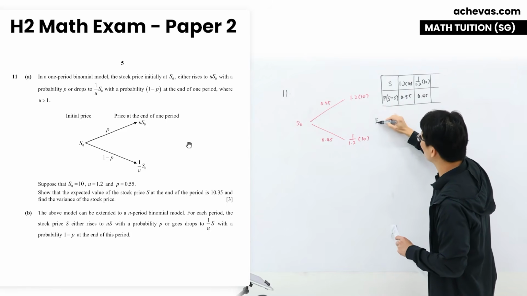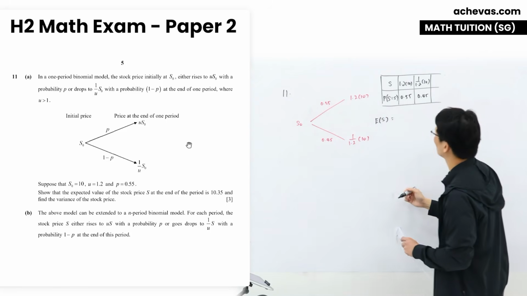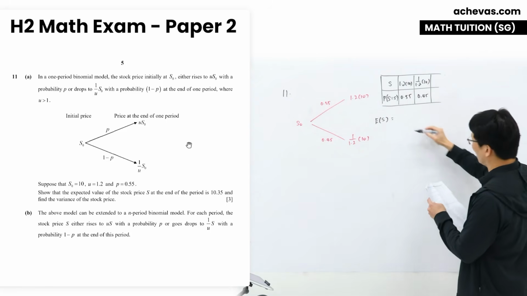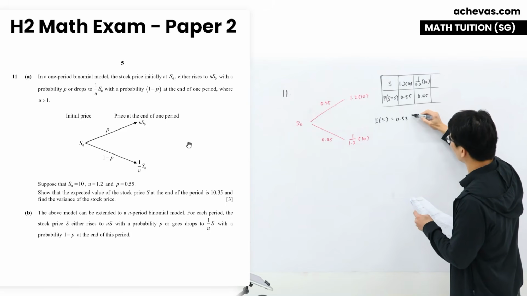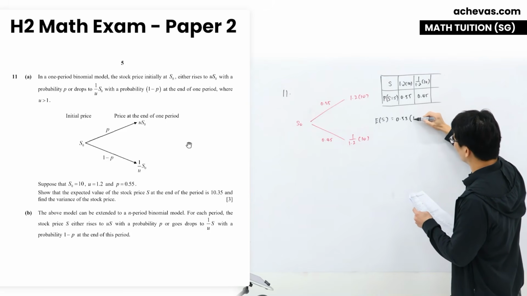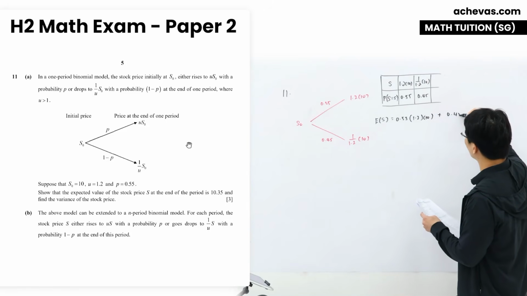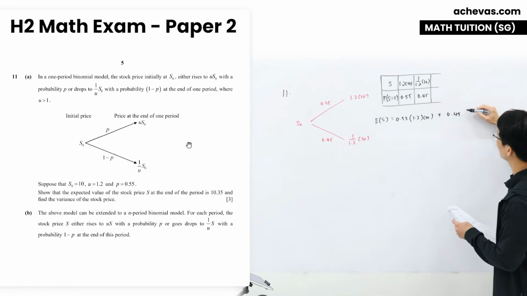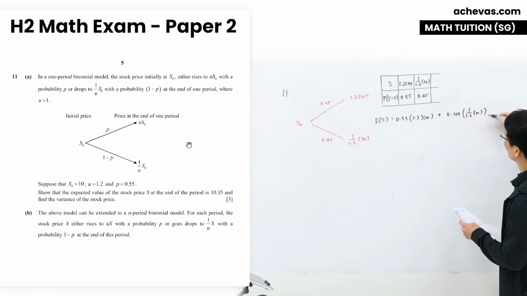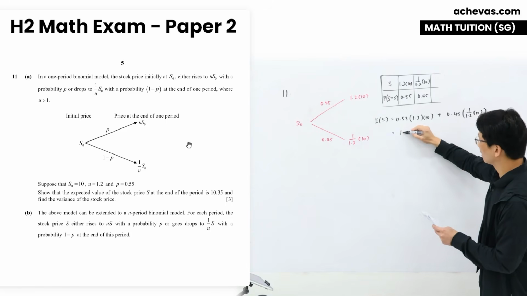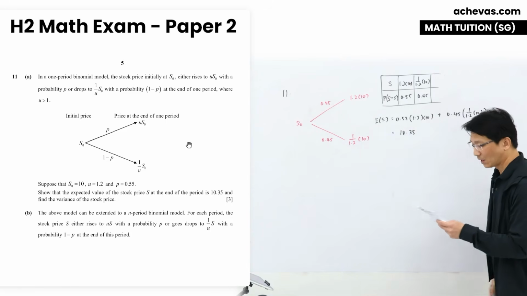So now we can do our expectation. The expectation basically will just be this times this plus this times this. So I will get 0.55 multiplied by 1.2 multiplied by 10, plus 0.45 multiplied by this, which is 1 over 1.2 times 10. Okay, pressing this in the calculator, I should be able to get an answer of 10.35.